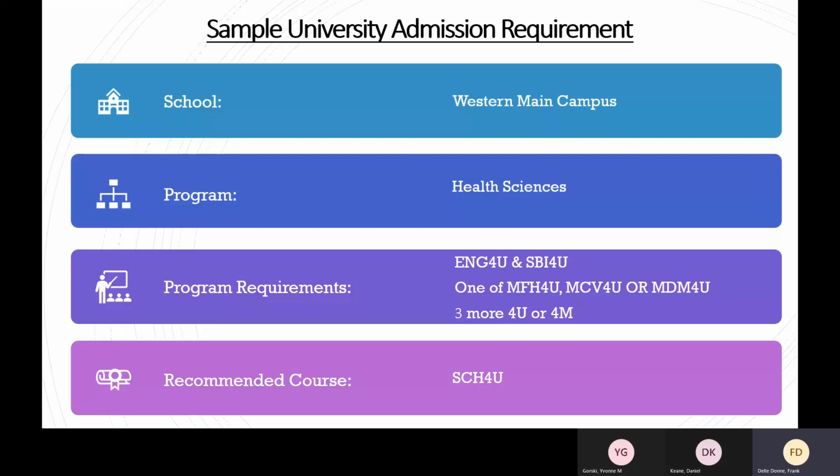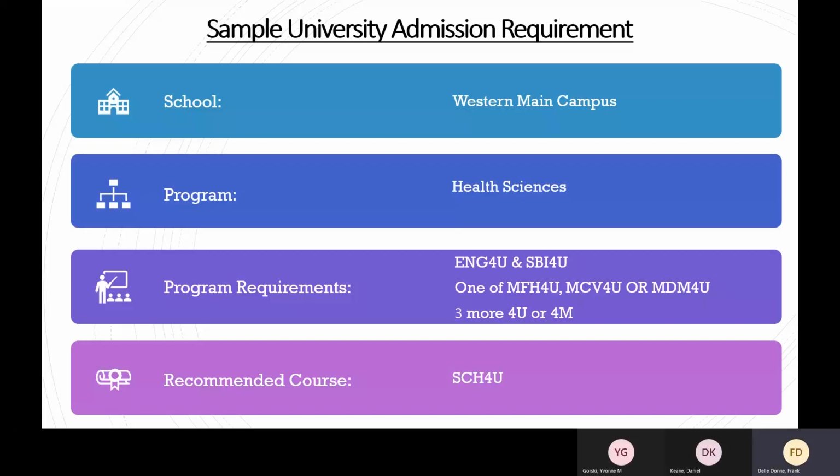So the program here is health sciences at Western's main campus, and this slide states the program requirements that you would need. So this program requires English 4U and biology 4U. It also requires one of the 3 grade 12 U-level maths, whether it's functions, calculus, or data management. So there are 3 required courses: English, biology, and math. After that, you can choose any 3 4U or 4M courses.